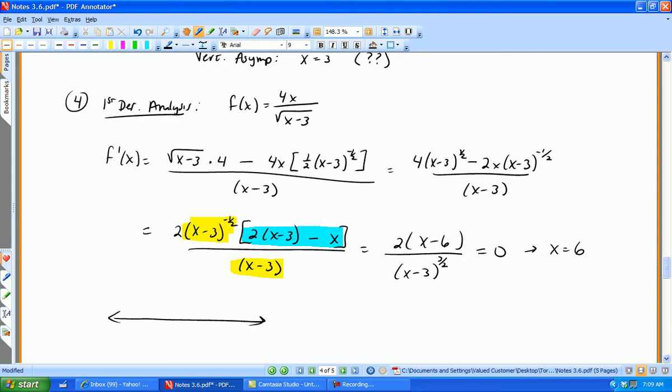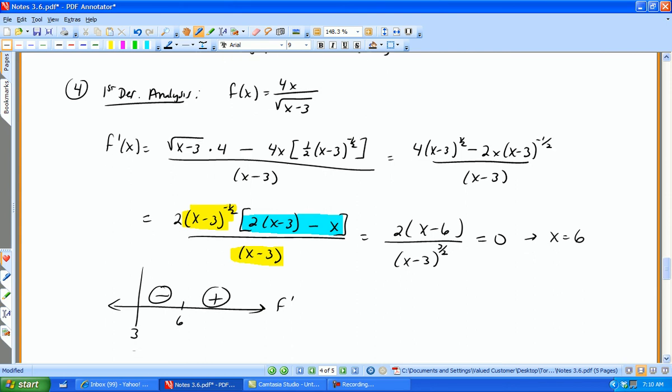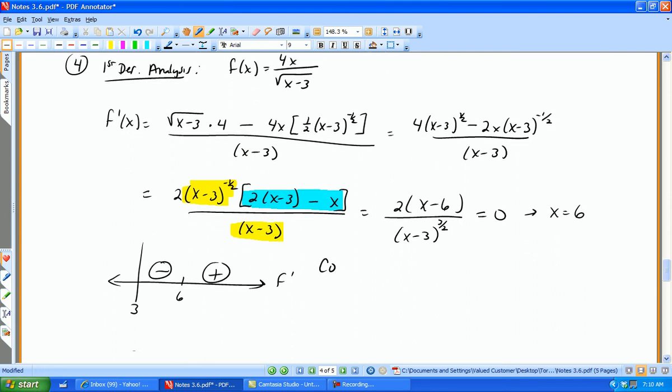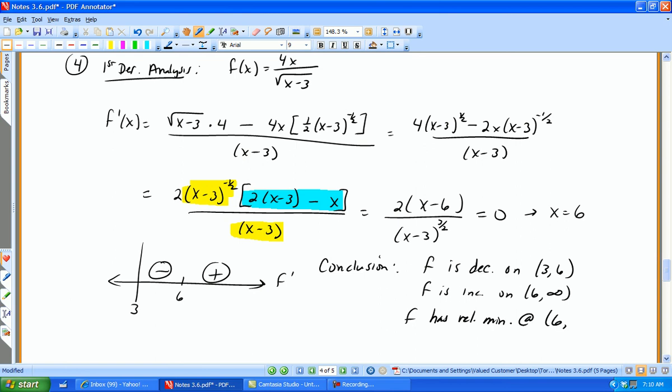So now I'm going to do the number line sign chart for f prime with x equals 6 on it. Remember, my domain is that x has to be greater than 3. If I pick a number between 3 and 6, like 5, the numerator will be negative, the denominator is still positive, so that's negative. Pick something over here like 10. The numerator's positive, denominator's positive, so that's positive. So now I can write my first derivative conclusion. f is decreasing on the interval 3 to 6. f is increasing on the interval 6 to infinity. And f has a relative minimum at 6 something.